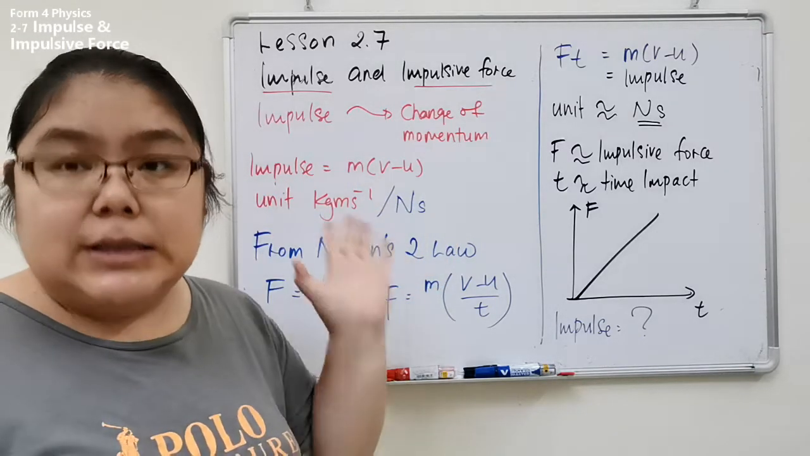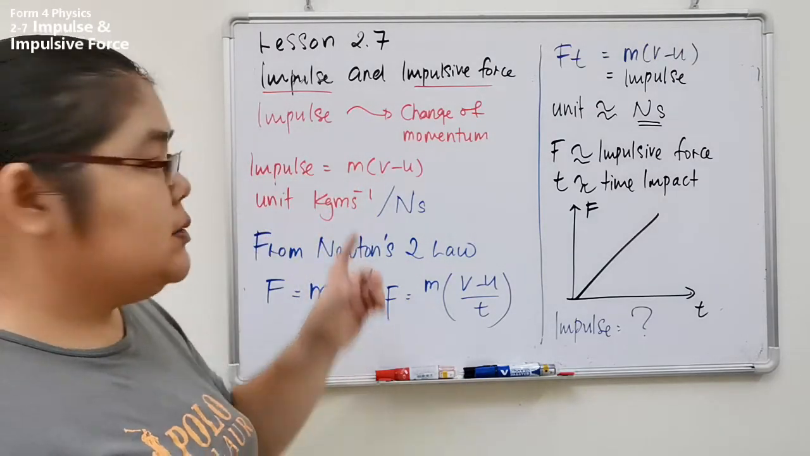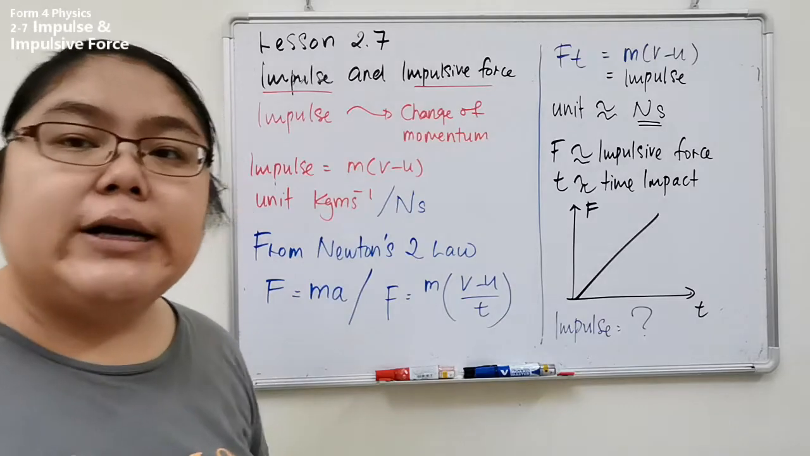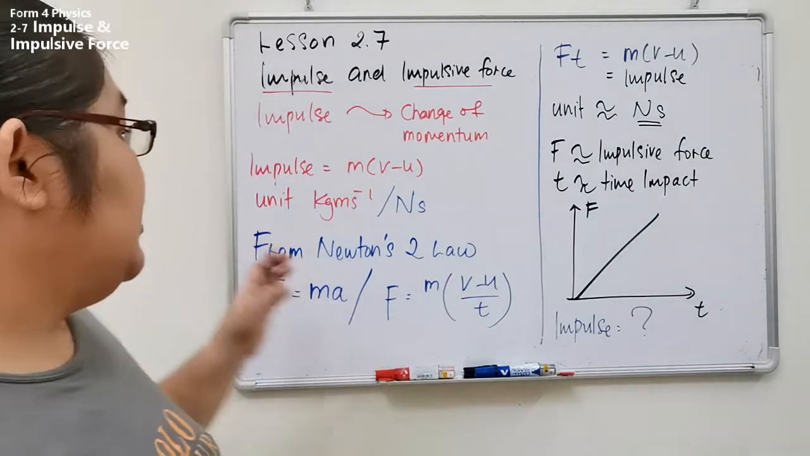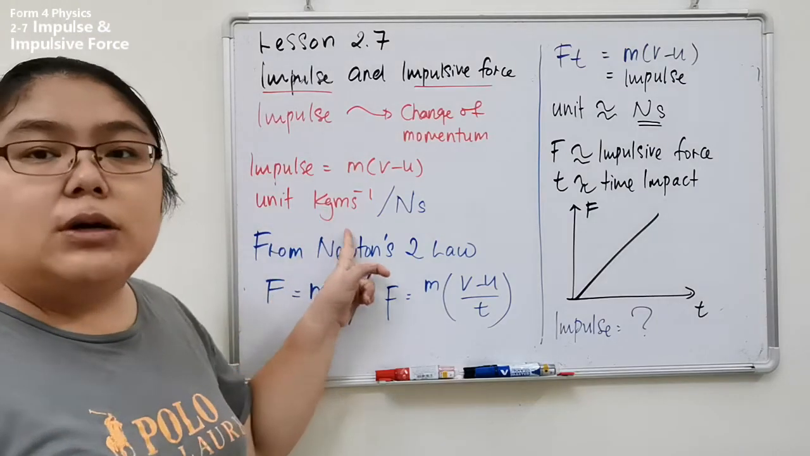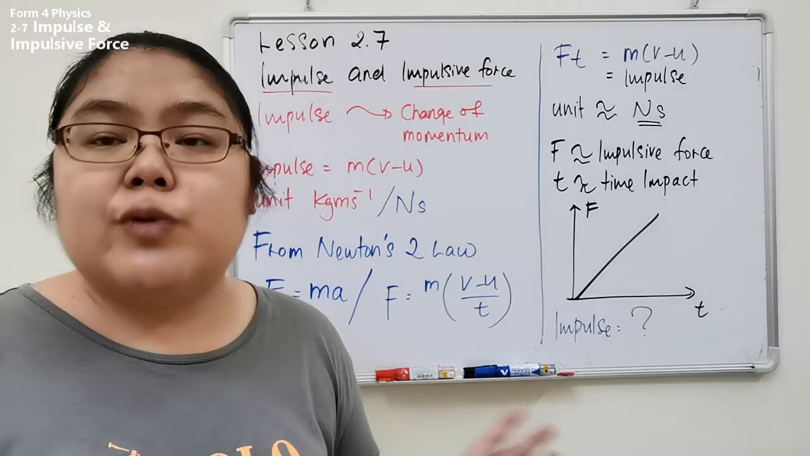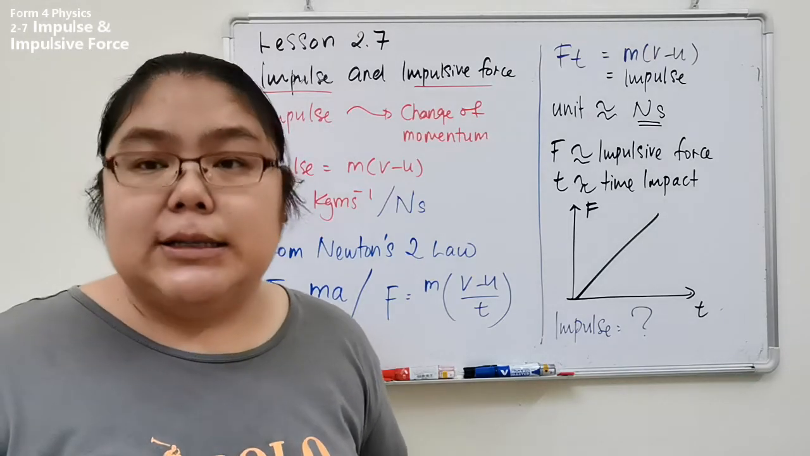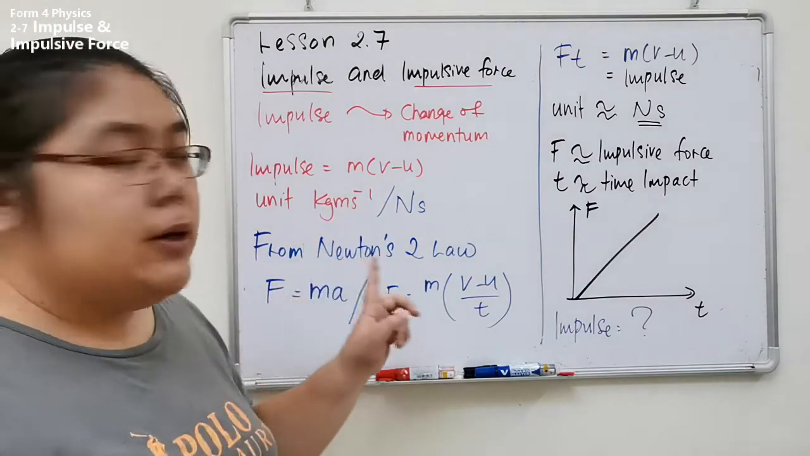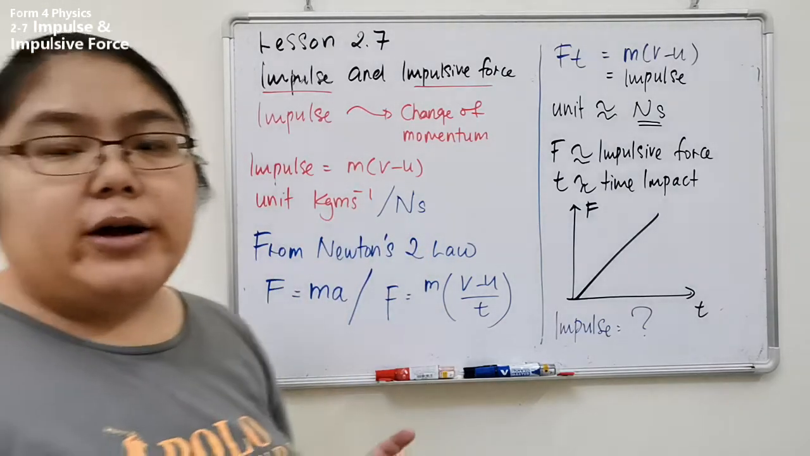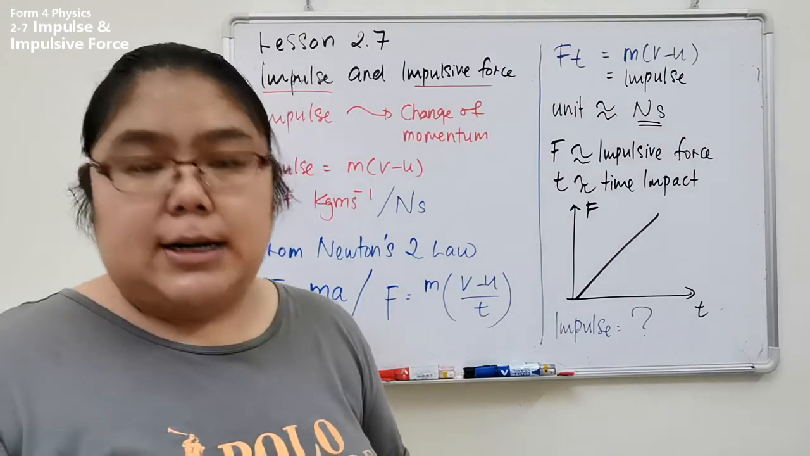Impulse doesn't have any symbol, they just write impulse. Then m is the object's mass. Then you have v minus u, where v is the final velocity and u is the initial velocity. After that, the unit: we just follow momentum. So if the question asks impulse has the same unit as which physical quantity, your answer is momentum. The unit should be the same, kg m/s. Another unit we can also write is newton second. Later we see why we use the newton second.